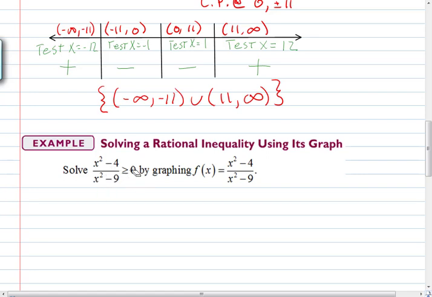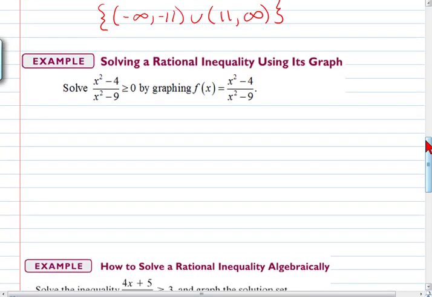You still want to begin by getting a 0 on the right-hand side. So if there's anything over here other than 0, you're going to have to use your properties of rational functions in order to get this to be one rational expression and then a 0 right here. So that's the form that you want these to be in. So let me move this down. Let's go ahead and factor the terms in the inequality. That's going to give us (x plus 2)(x minus 2) over (x plus 3)(x minus 3) is greater than or equal to 0.